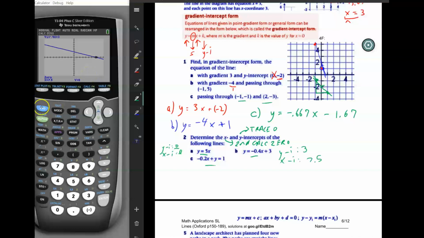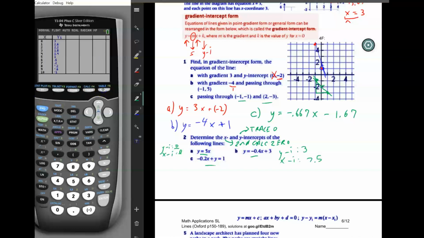Okay, let's go back to look at the table again. Remember how I said you can kind of tell the table, it looks like it's going to be 0 between 7 and 8, and it was between 7 and 8. It was 7.5, right? Okay. Let's go back. Let's now put the equation for C in there.